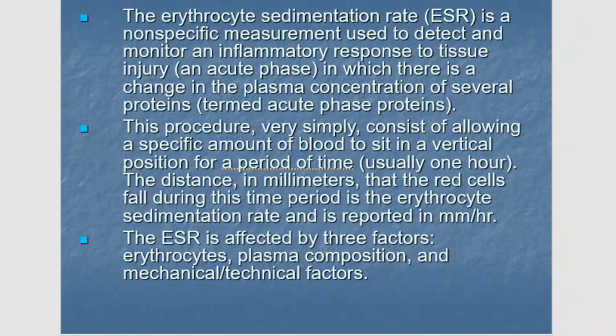So the tissue should be bulged, or you can see some wound, that inflammation we can see. So in inflammatory response, to detect it, we go for erythrocyte sedimentation rate. So the erythrocyte sedimentation rate can help us to find the inflammatory responses, in which there is a change in the plasma concentration of several proteins.